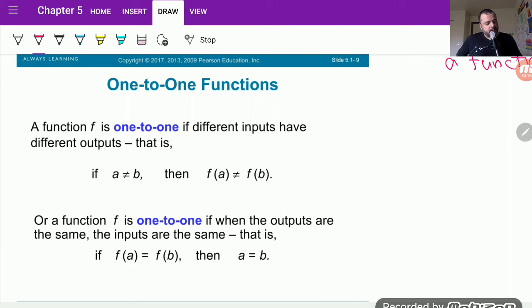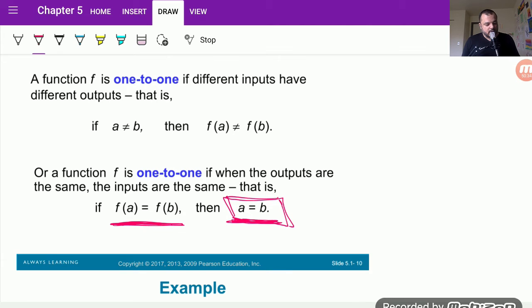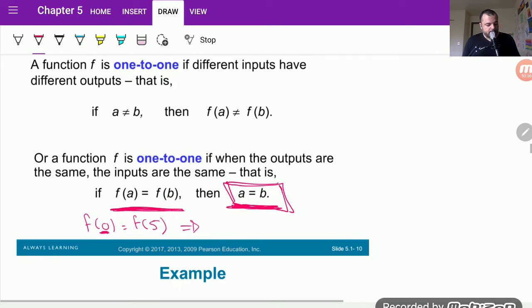So I'm going to take the second definition. If f of a is equal to f of b, then a is equal to b. In our example, what did we show? We showed that f of 0 is equal to f of 5. If you go back to the points, f of 0 is 0, and f of 5 is 0. Then 0 is equal to 5, but this is incorrect. So that's why this is not a one-to-one function.